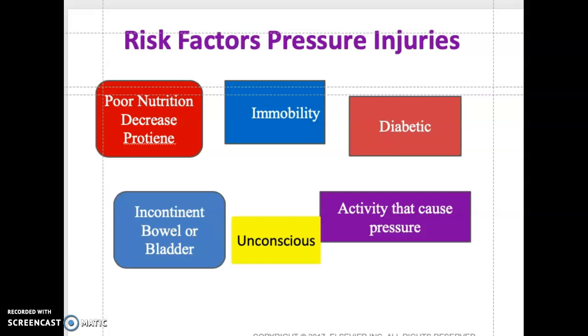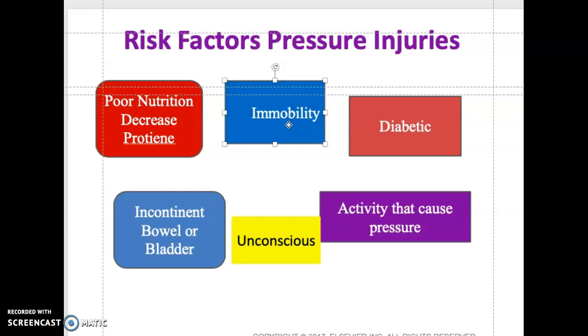So poor nutrition is an important factor. So poor PO intake, if a person has below body mass index or below ideal body weight, or they're losing weight more than 5 or 10 pounds, and their albumin level is below 4, they are considered at high risk for pressure injuries secondary to their poor PO intake and their nutritional status.